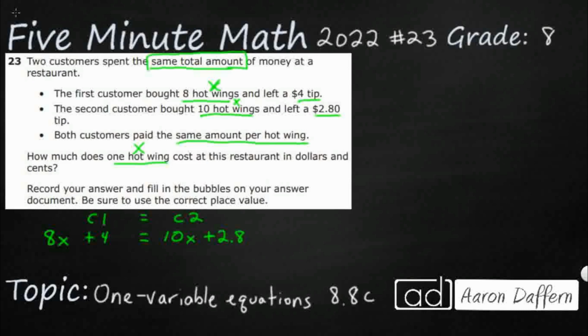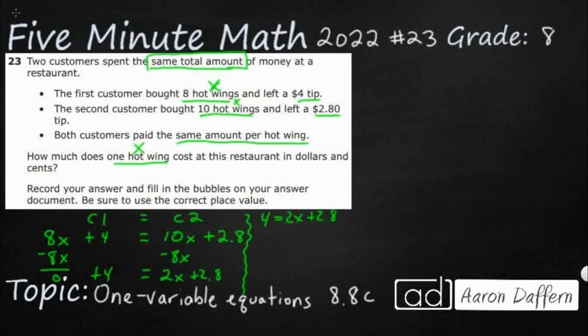So let's do what we do. Let's isolate the variable, right? So I'm going to subtract 8x from both sides here. I'm going to end up rewriting it so I've got a little bit more room. So that's going to be 0. So I'm just going to have 4 over here. That's going to leave me 2x plus 2.8. All right, so I've got 4 equals 2x plus 2.8.